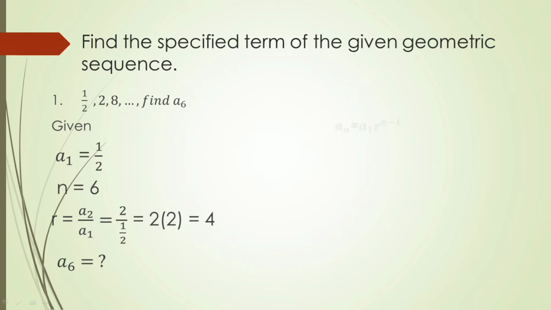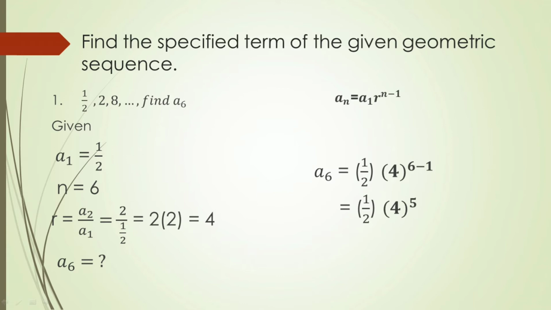Now, the formula again is a sub n equal to a sub 1 multiplied to r raised to n minus 1. Just substitute all the given to our formula. Our n again is 6, our a sub 1 is 1/2, our r is 4, again n is 6. So we have a sub 6 equal to 1/2 multiplied to 4 raised to 6 minus 1, which is equal to 5.